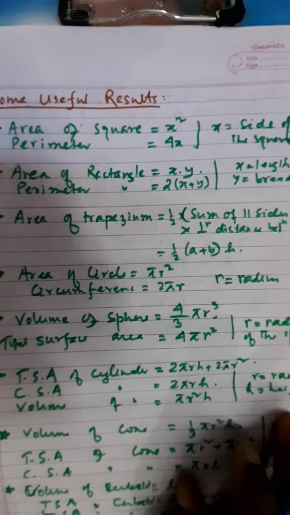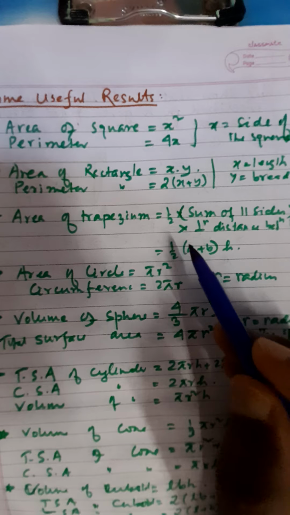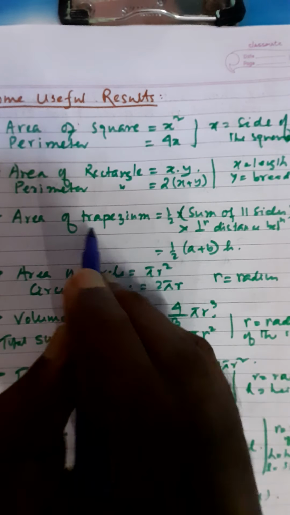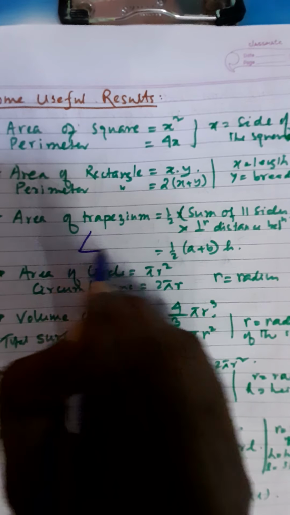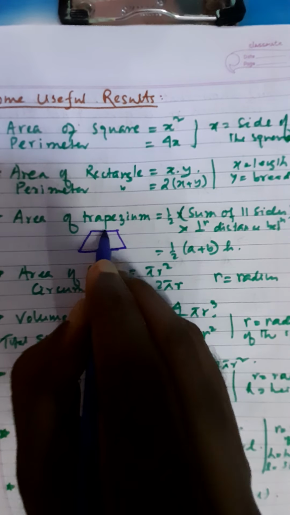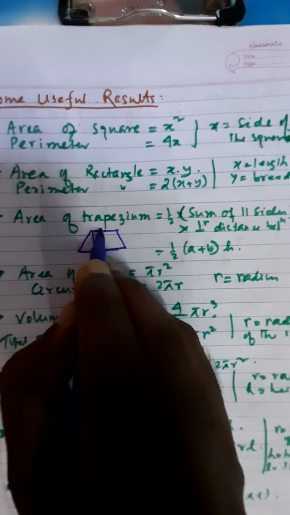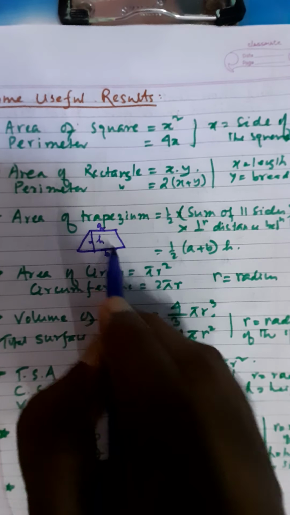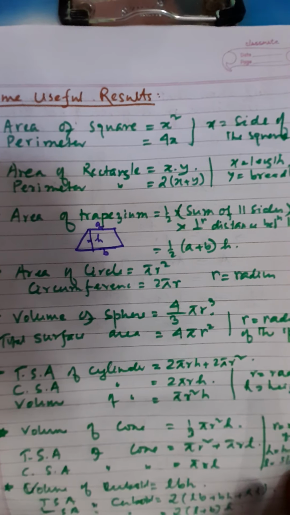Okay, trapezium, what is the area of a trapezium? Half into the sum of the parallel sides. A trapezium looks like this. The sum of these parallel sides, if this is a, this is b, and this is h, so what can we write? Half into (a plus b) into h. In class 9 we got this one.